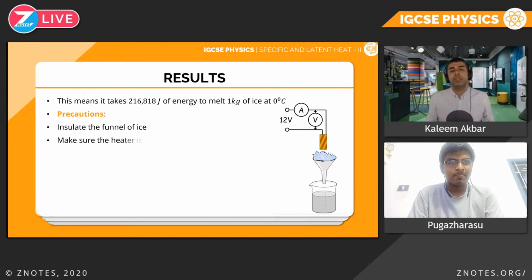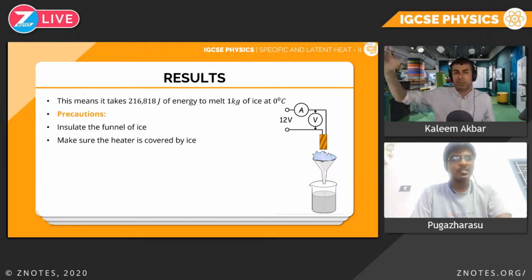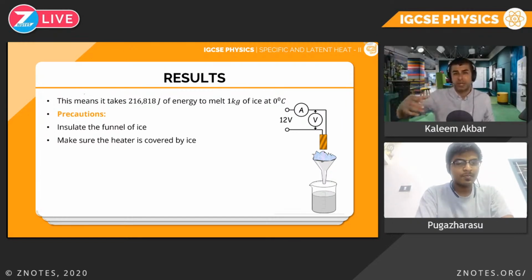Next one. Make sure the heater is covered by the ice. Why is that really important? Well, guys, if the heater is not covered by the ice, what that means is you're actually heating up some of the air rather than all the ice. So here, energy is being lost to the surroundings.